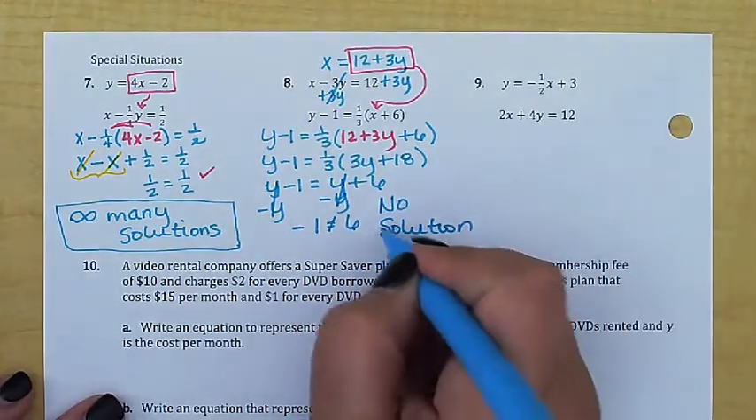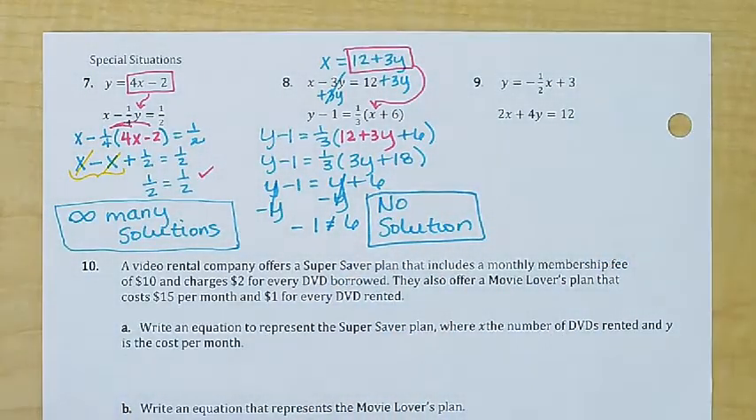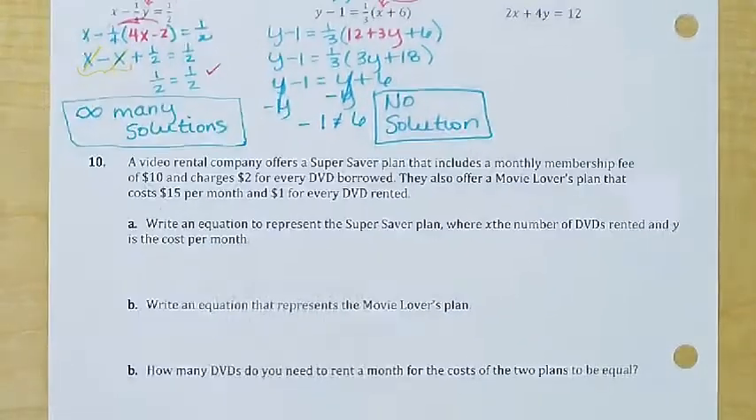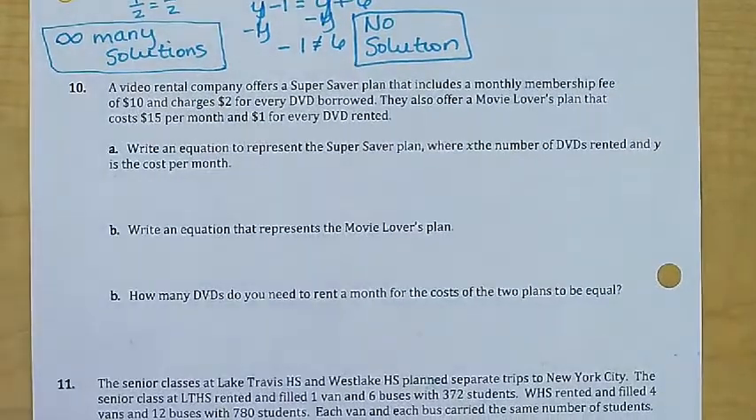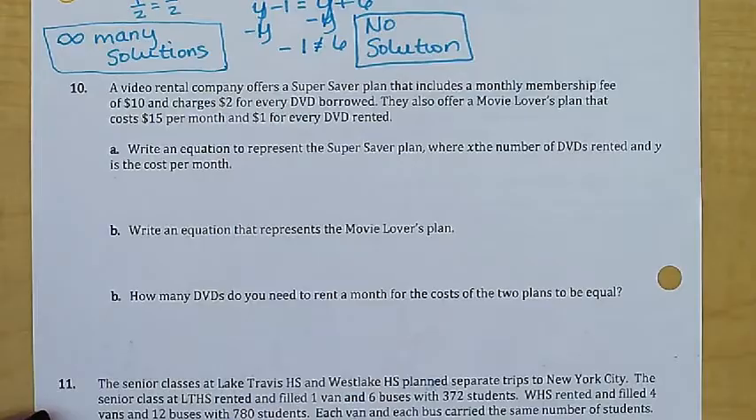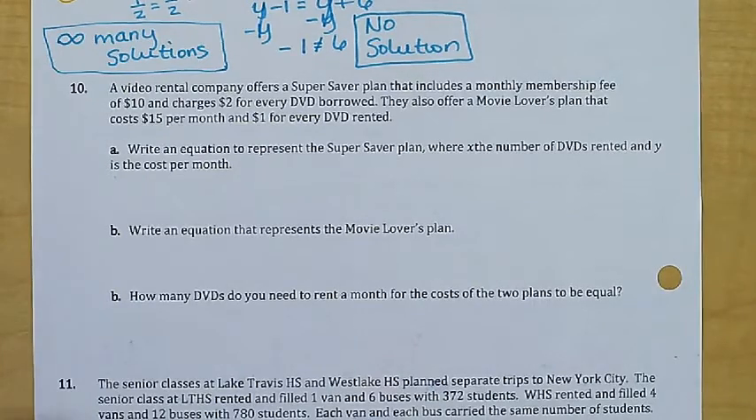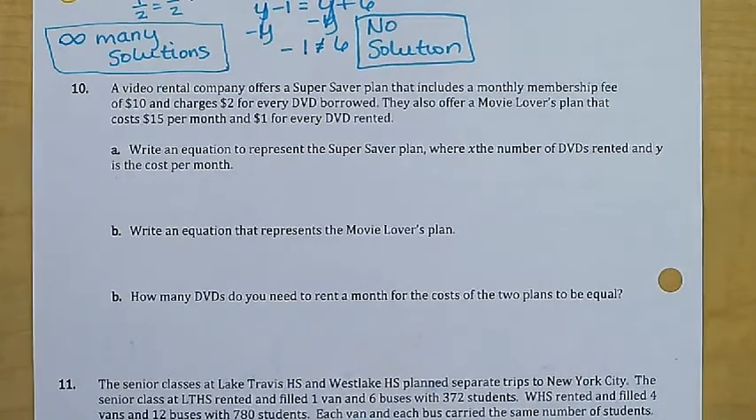Okay. All right, y'all, we're going to finish out with a word problem. And that'll be it. So let's do number 10 here very quickly. It says a video rental company offers a Super Saver plan that includes monthly membership fee of $10. And they charge $2 for every DVD borrowed. Okay. Then there's also the Movie Lovers plan, which is $15 a month and only $1 for every DVD rented.